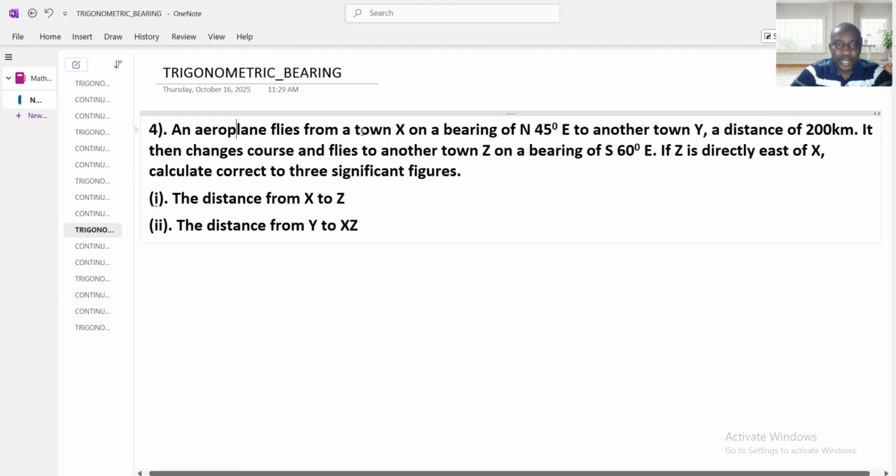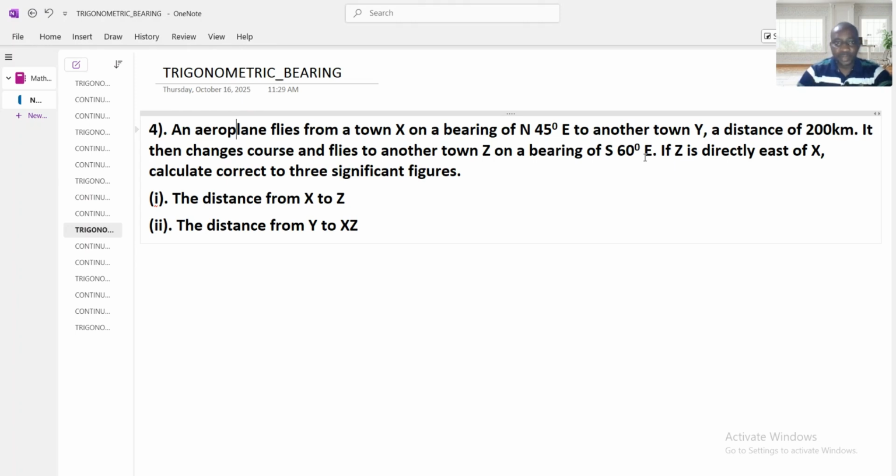Today's topic is bearing. Let's begin from question 4. An aeroplane flies from a town X on a bearing of 45 degrees northeast to another town Y, a distance of 200 kilometers. It then changes course and flies to another town Z on a bearing of south 60 degrees east. If Z is directly east of X, calculate, correct to three significant figures, the distance from X to Z.